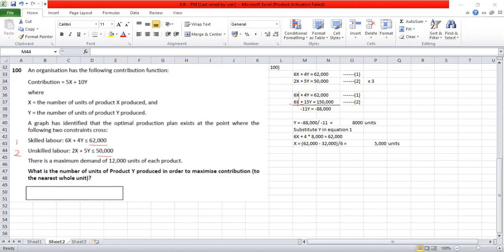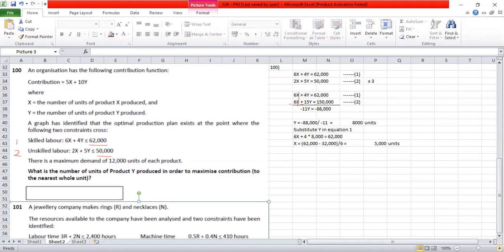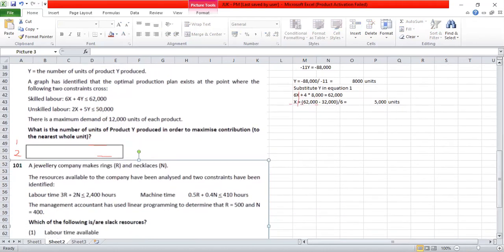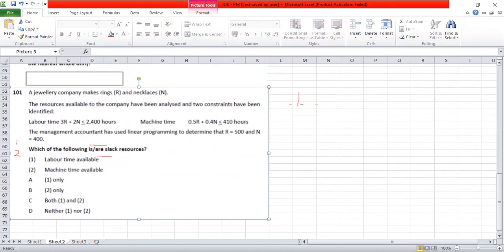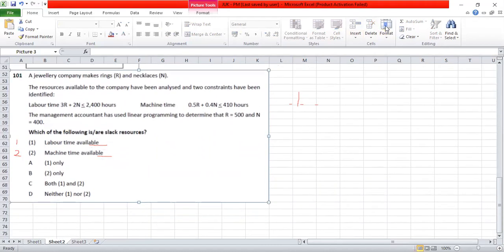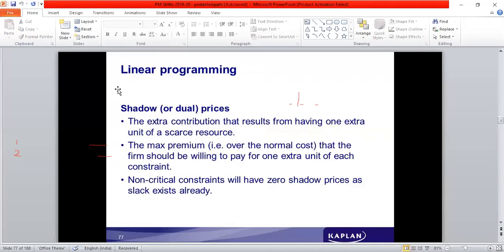Then I am pasting here the next question, which is question number 101. The question says that which of the following is or are slack resources? Let's understand what is the meaning of slack, what is the meaning of shadow pricing.